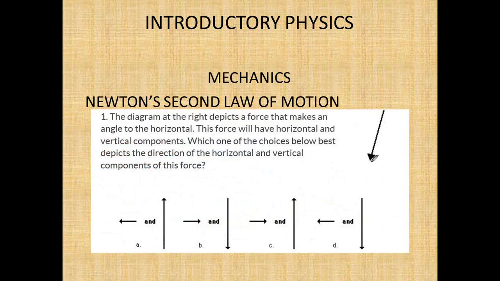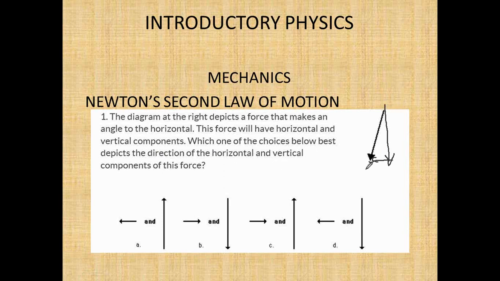For this force, if you're going to resolve it into its components, just as we did when we did inclined plane and we resolved g, that would be the horizontal component, and then the vertical component would be straight up like that. So if you're going to resolve this force, this is the horizontal component, and this would be the vertical component of that force. Which one of the choices below best depicts the horizontal and vertical component of this force?